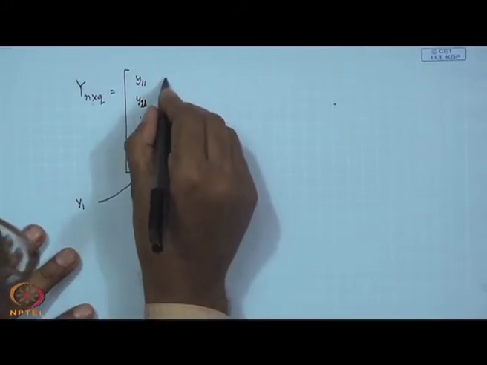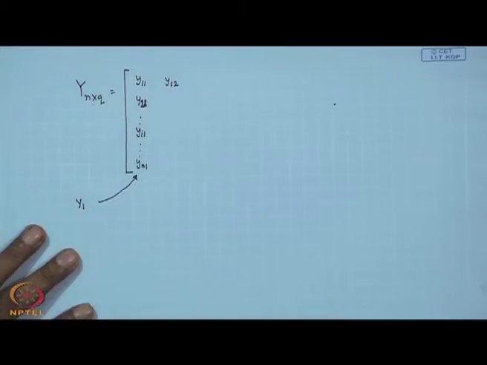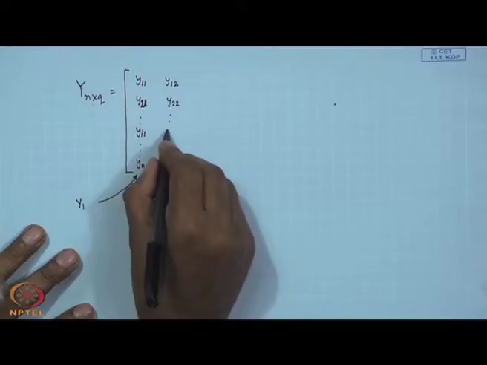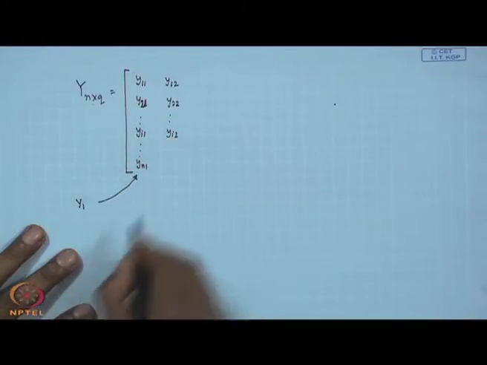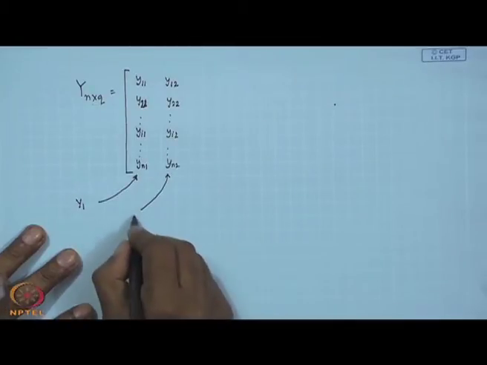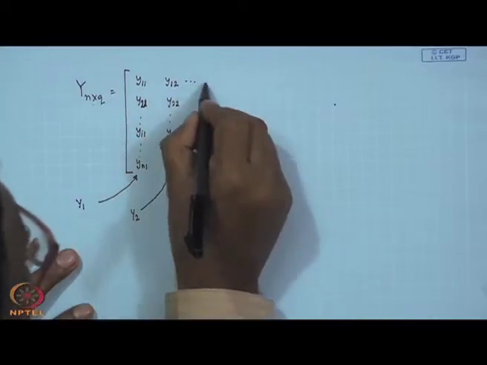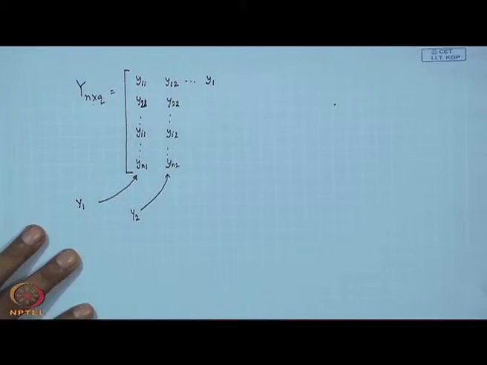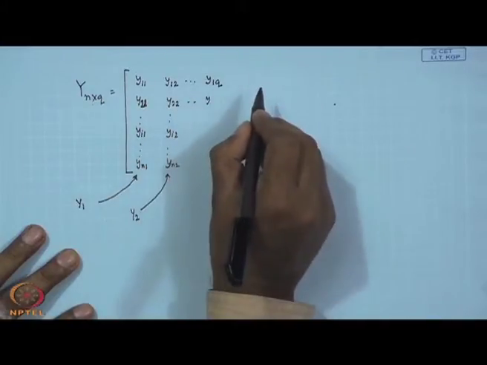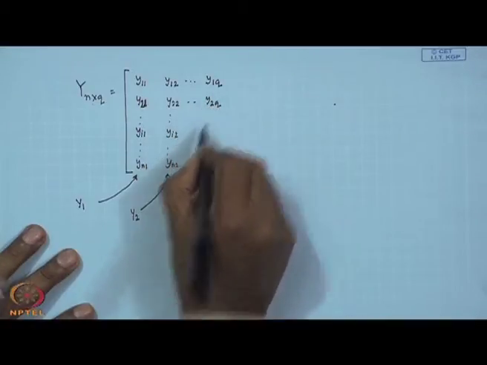Okay. So, I will go for variable 2. So, first observation on variable 2, second observation on variable 2. So, like this ith observation on variable 2. So, like this y n 2. This is my nth observation on variable 2. So, in the same manner you will be finding out first observation on variable 1, first observation on variable q, second observation on variable q.